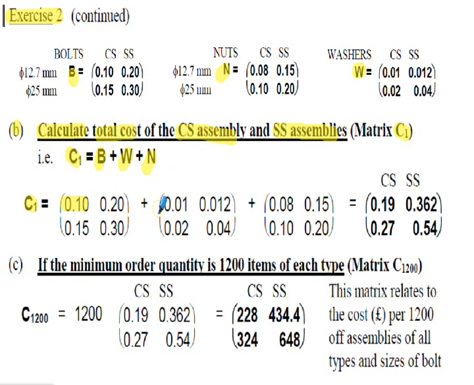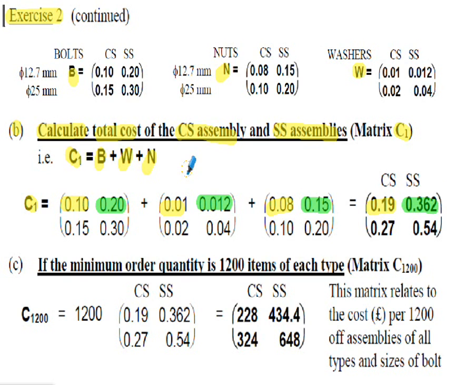I will add these three values here in my matrix to give this value here. To find the cost of a 12.7mm diameter bolt, nut and washer in stainless steel, I add the element here from the bolt cost to the element here for the washer cost to the element here for the nut cost, and that gives me the total cost of the stainless steel assembly here.